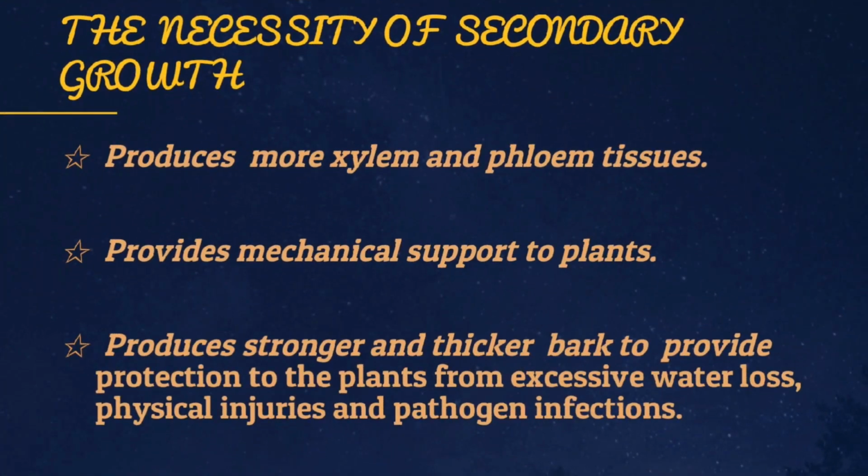The necessity of secondary growth. First, provide mechanical support to plants. Second, produces more xylem and phloem tissues. Third, produces stronger and thicker bark to provide protection to the plants from excessive water loss, physical injuries, and pathogen infections.